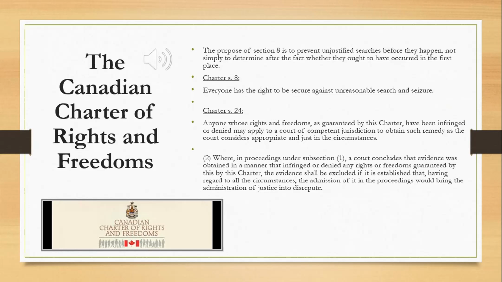Section 24(2). Where, in proceedings under subsection 1, a court concludes that evidence was obtained in a manner that infringed or denied any rights or freedoms guaranteed by this Charter, the evidence shall be excluded if it is established that, having regard to all the circumstances, the admission of it in the proceedings would bring the administration of justice into disrepute.